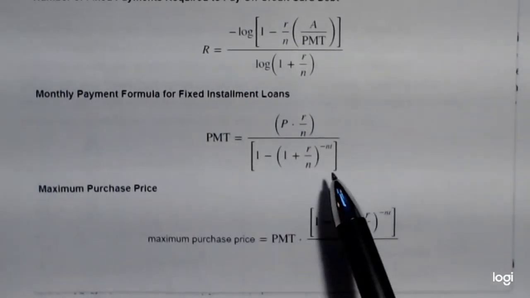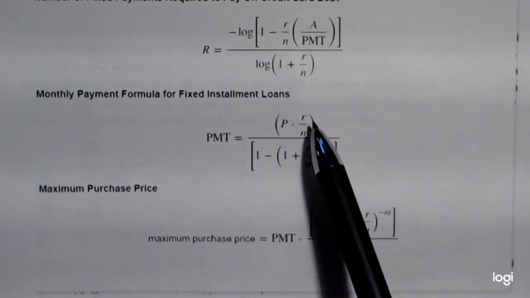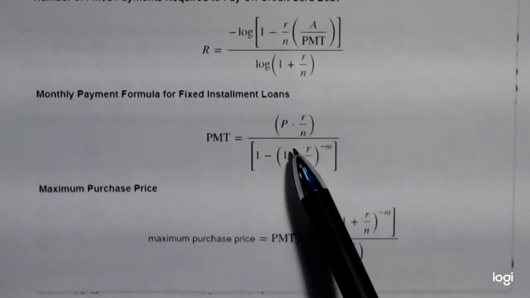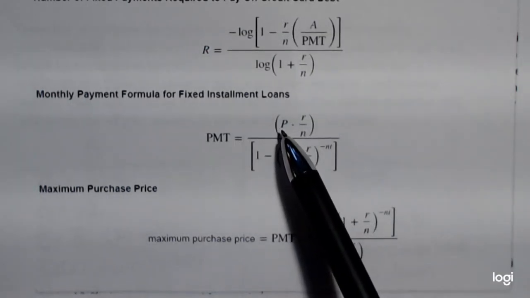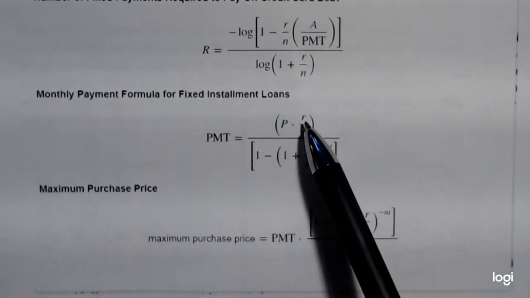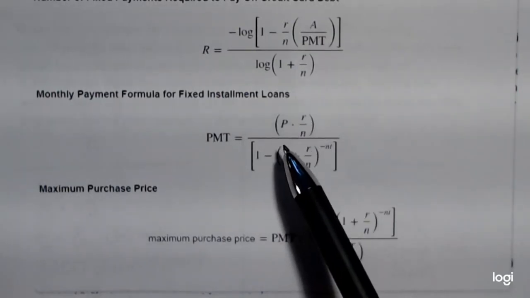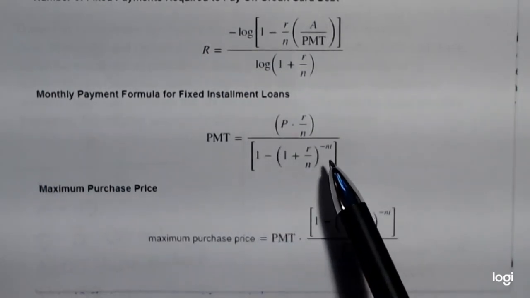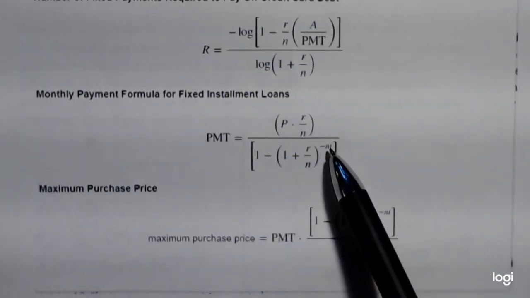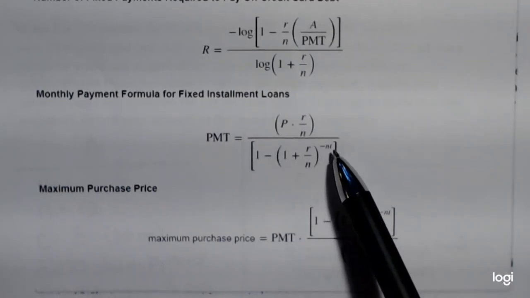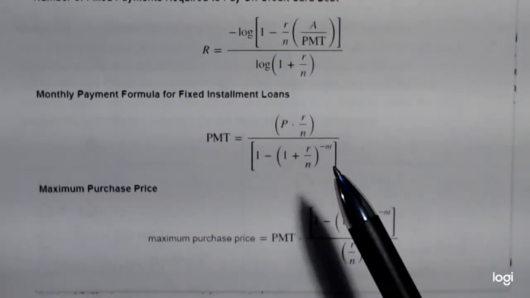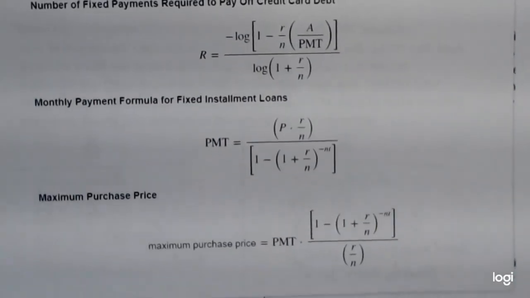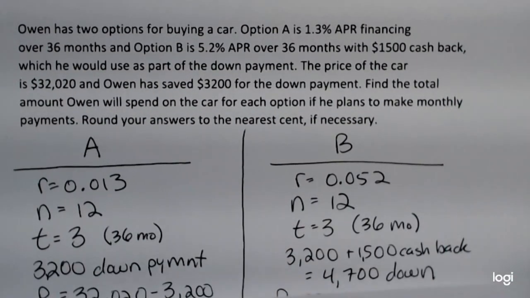So there are some things going on with this formula. The pieces that we need: P will be the actual amount he borrows, P for principal. R is the rate as a decimal. N is the number of payments per year. And it's hard to see this, but this is raised to the negative n times t power, where t is time in years. Okay, so summarizing each option.